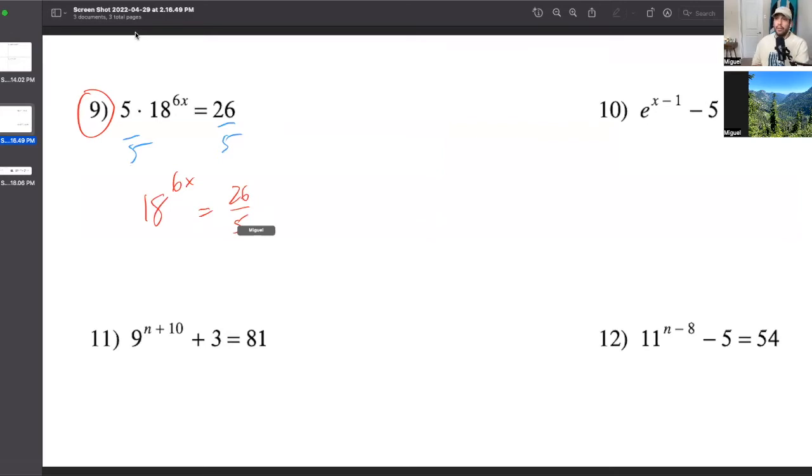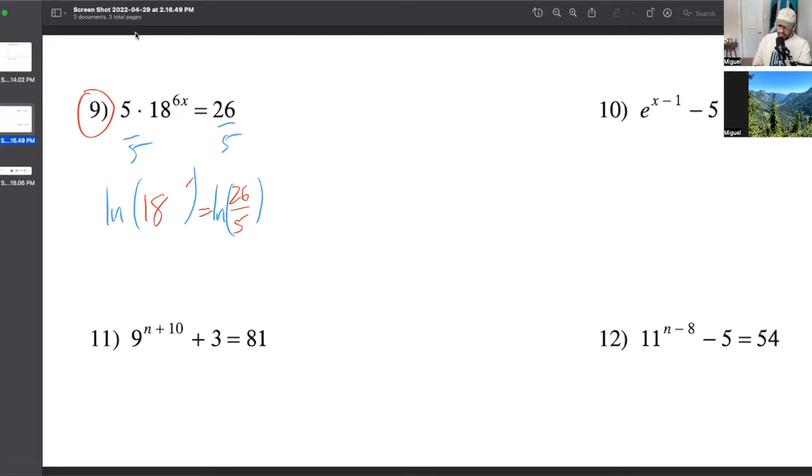That's a tough one, right? There's nothing that I can do to change this so that they have the same base. So what I'm going to have to start doing is the method of taking the natural log. Some people call it taking the ln of both sides. And the reason why I'm doing that is because now I'm going to be able to take this 6x.